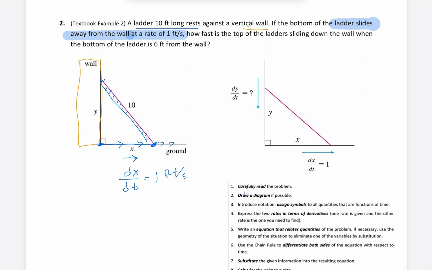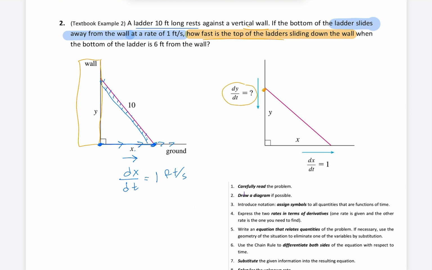And as it's sliding, the ladder is, of course, a constant. It's just a constant size. It doesn't change at all. So as that's sliding, the top of the ladder is sliding down the wall. So this is saying, in orange, how fast is that happening? That's another way of saying, what's the rate? How much is Y changing?